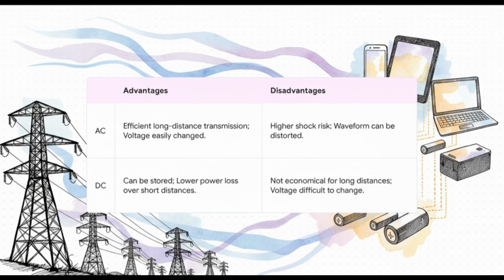So why do we have both? Well, because they each have their own superpowers. AC is amazing for sending electricity over super long distances, like from a power plant to your city. But DC is what you need if you want to store power, in batteries. So it's not that one is better than the other. Our modern world literally needs both of them to work.